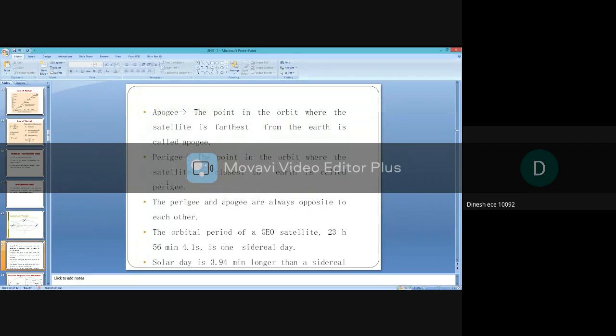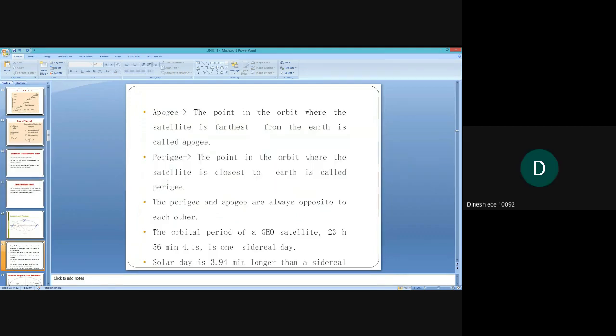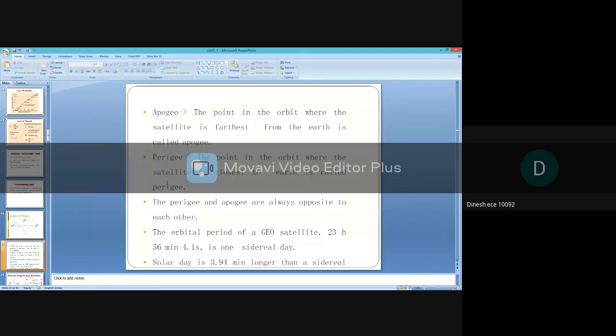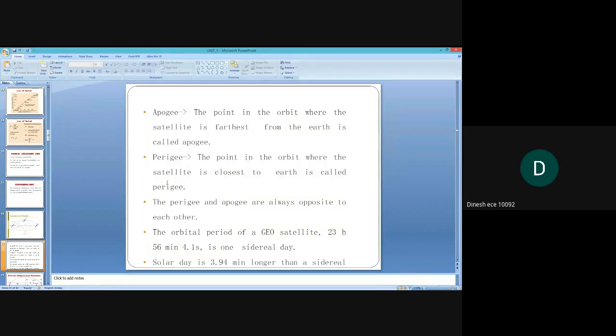So apogee is the point in the orbit where the satellite is farthest from the Earth. Perigee is the point in the orbit where the satellite is closest to the Earth. The apogee and perigee are always opposite to each other. The orbital period of a geosatellite is around 23 hours, 56 minutes and 4.1 seconds, which is considered to be one sidereal day.